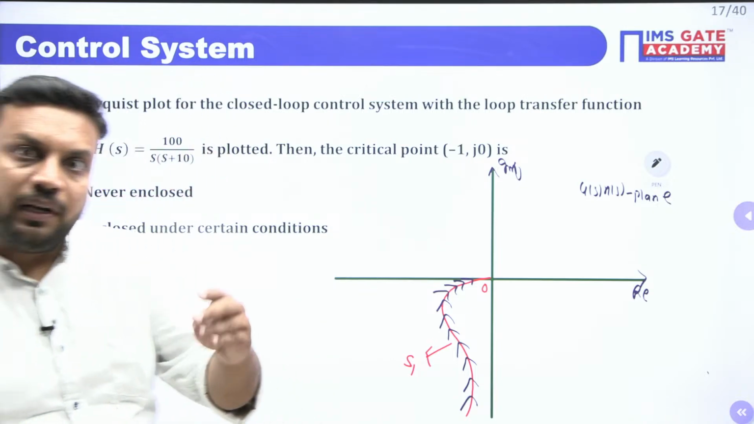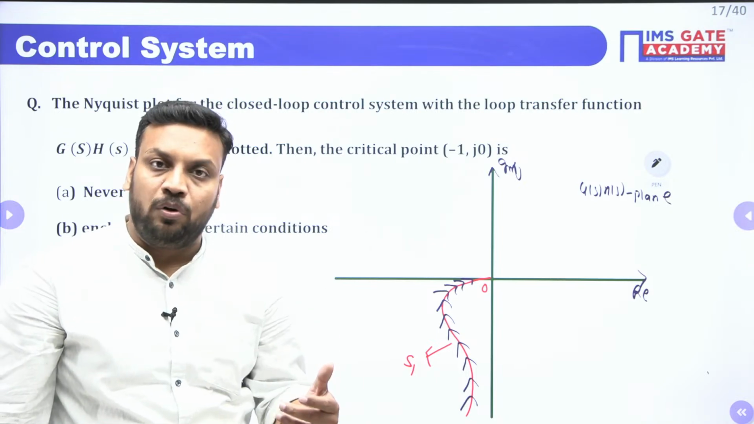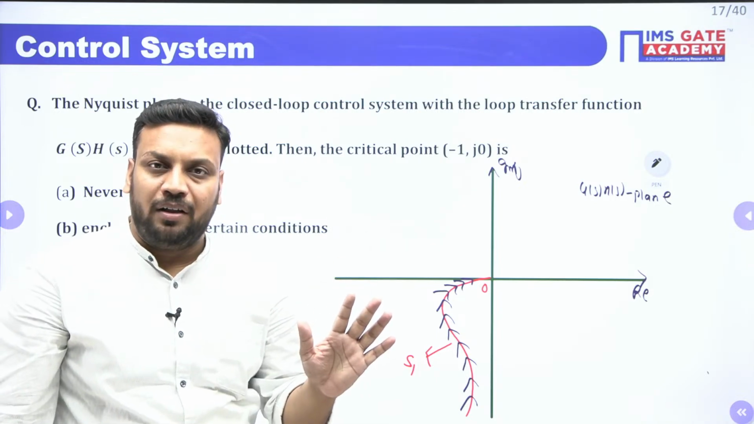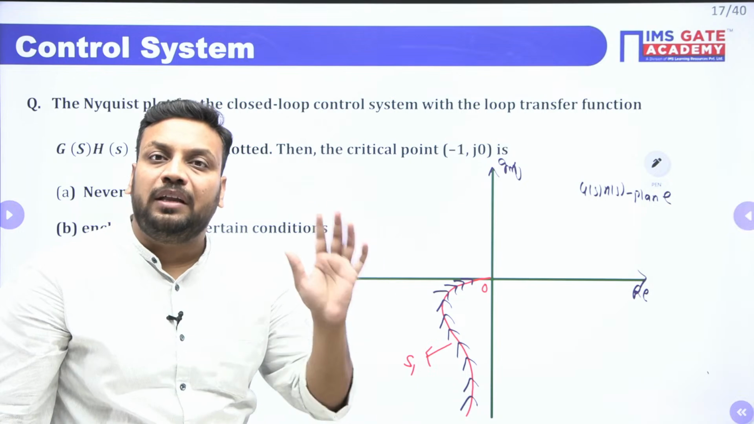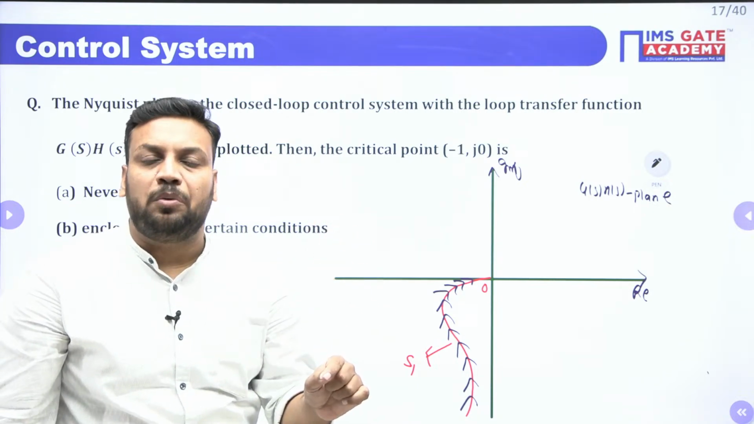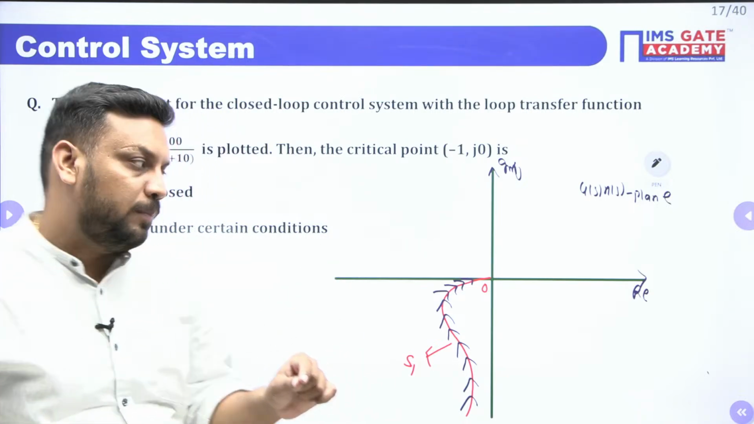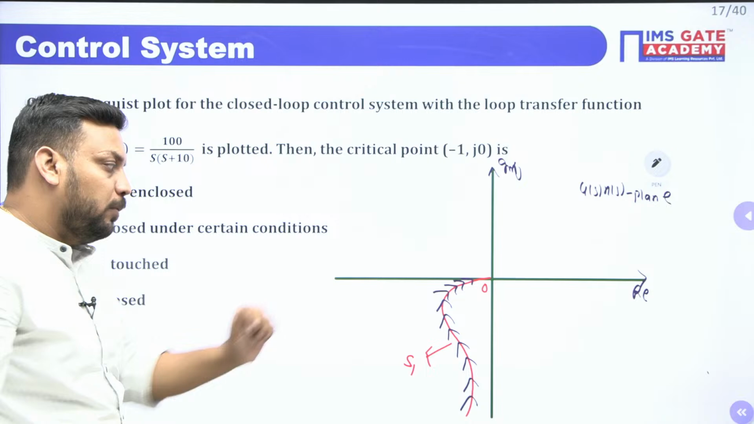To construct the Nyquist plot, how many steps are required? Four steps are required. In the first step itself, we need to make a polar plot. So this is the polar plot completed.